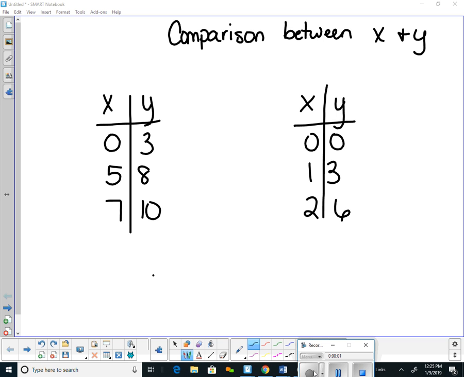Today we're going to continue on with our slope and lines. And today we're going to be talking about tables again and trying to write an equation from those tables. Now, what we're going to do is see if there is a comparison between x and y. They're called an additive relationship and a multiplicative relationship. Okay?